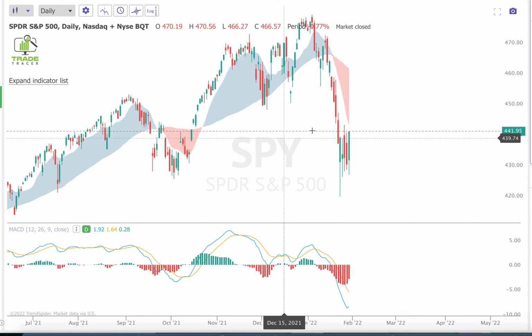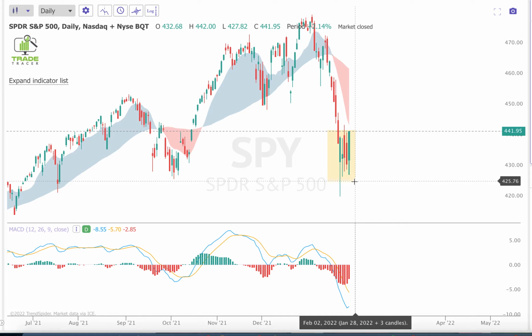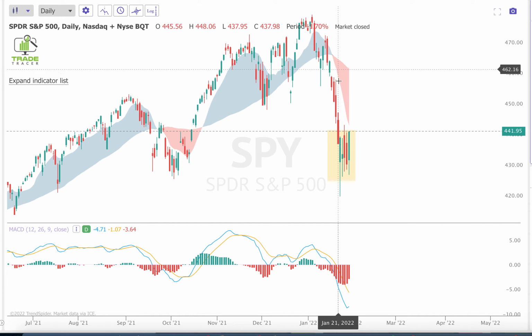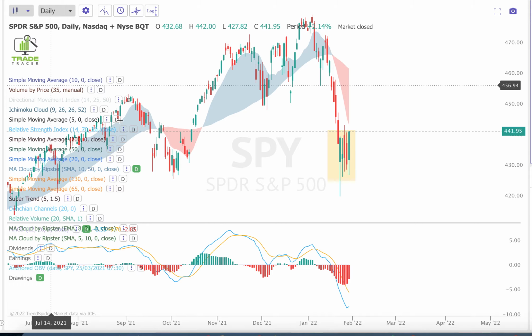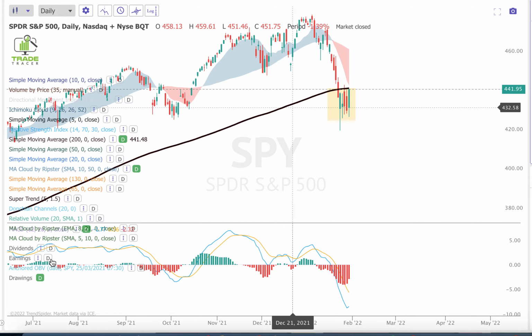So far, this is just a bear flag below a declining 10 and declining 50-day moving average. And I think we're also below the 200-day. So let's see if we're below the 200-day. Yeah, below the 200-day moving average, all right?